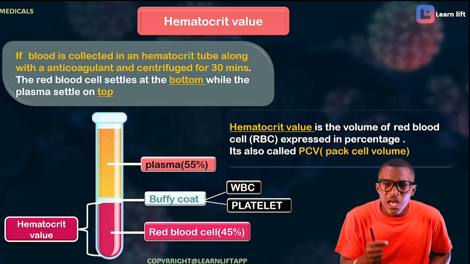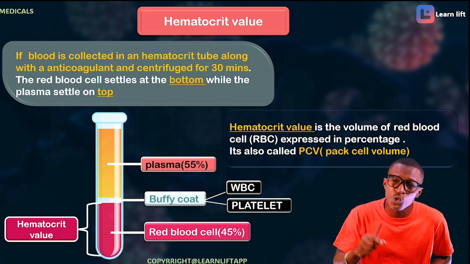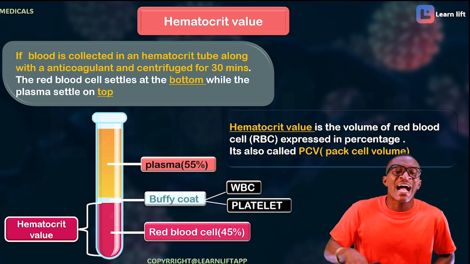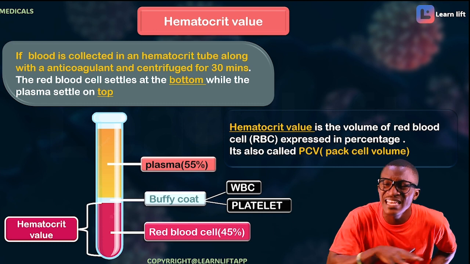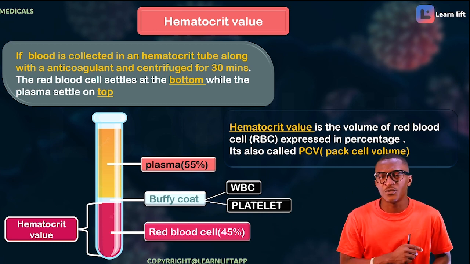What's the hematocrit value? Hematocrit value is the volume of RBC expressed in percentage. It is also called the packed cell volume. Please try to understand it. Red blood cell is highest among all of them. So expressing that RBC in percentage is what we call the hematocrit value.